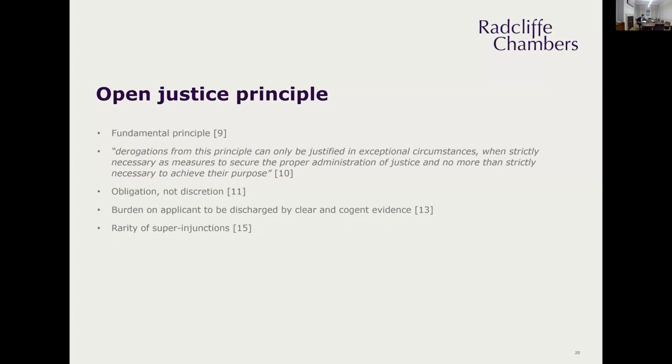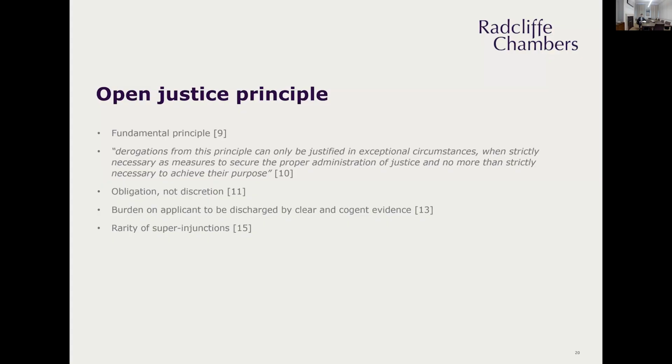Derogations from the open justice principle can only be justified in exceptional circumstances, when strictly necessary as measures to secure the proper administration of justice, and no more than strictly necessary to achieve their purpose. And then turning to paragraph 11, if the relevant requirements are satisfied, the court doesn't just have a discretion to grant an injunction, it has an obligation to either grant or refuse. The burden of justifying the injunction is on the applicant. It needs to be discharged by clear and cogent evidence.